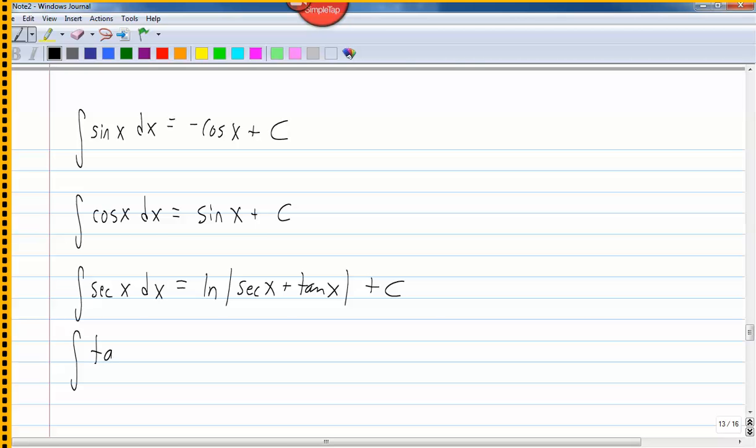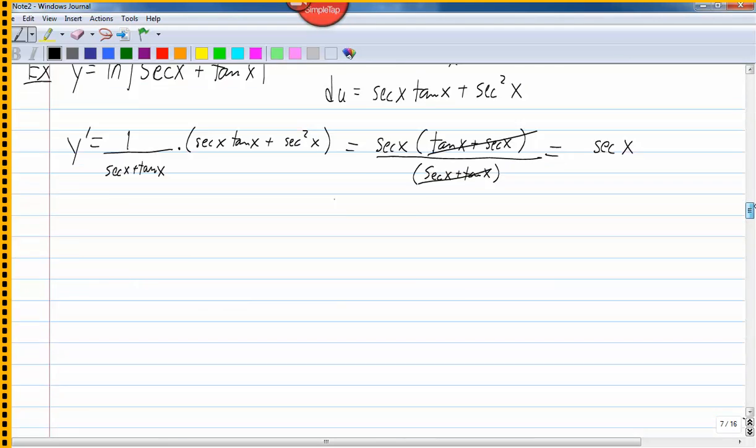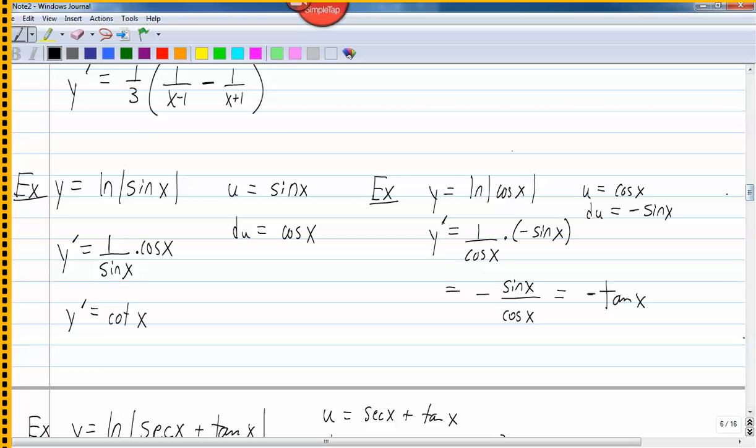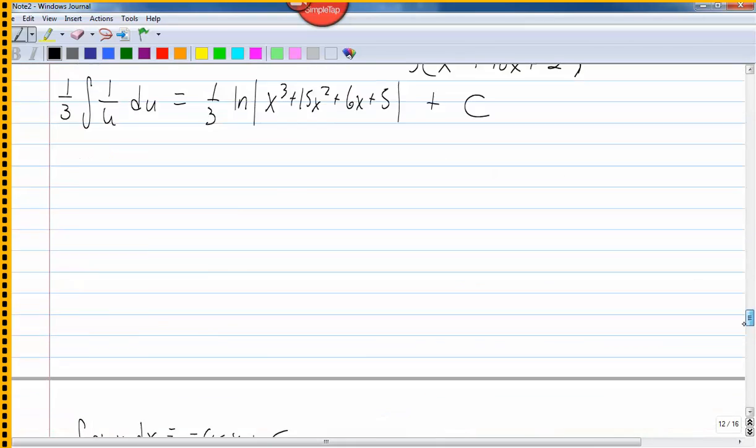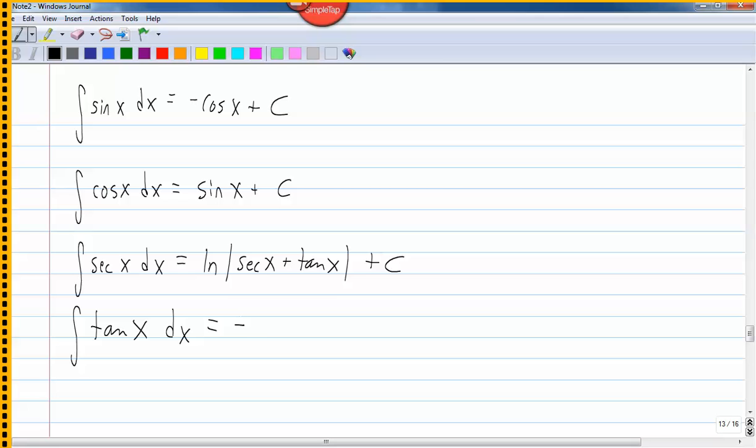Integral of tangent of x. Well, earlier, when we were going over derivatives of natural logarithms, we went over the derivative of the natural log of cosine of x, and we got negative tangent of x. So that means the integral of negative tangent would be positive natural log cosine. So the integral of positive tangent is equal to negative natural log cosine.